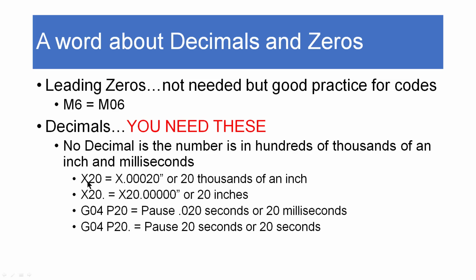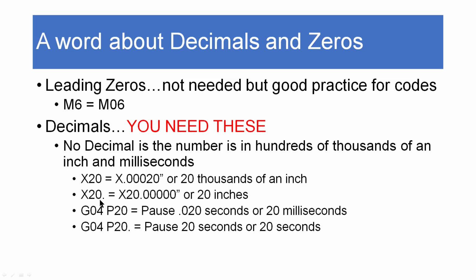So as an example, the position X20 with no decimal really means 20 ten-thousandths of an inch. So this assumes a 10,000th. So you may give it a feed rate of F20 with no decimal, and then you'll say, Mister, the machine's not moving. And I go, oh, it's moving. It's just moving incredibly slow. It's moving 20 ten-thousandths of an inch per minute. So you can't physically see it moving. So if I want to write the position 20 inches, it's X20 decimal.